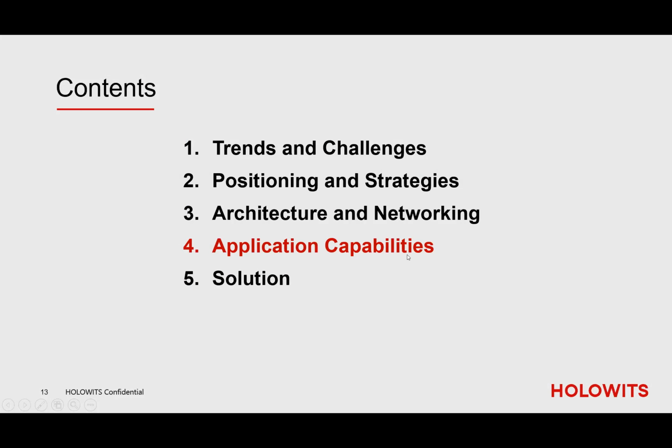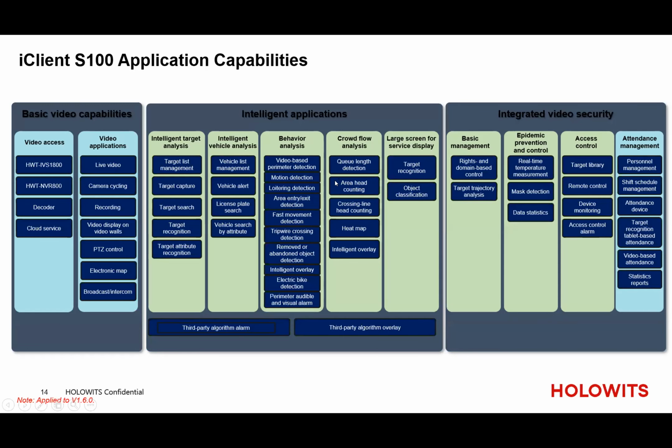The next section is about the application capabilities. As we can see, the capabilities are mainly divided into 3 parts. The first part is base video capabilities. The second part is intelligence-based application capabilities. And the third part is comprehensive security capabilities.